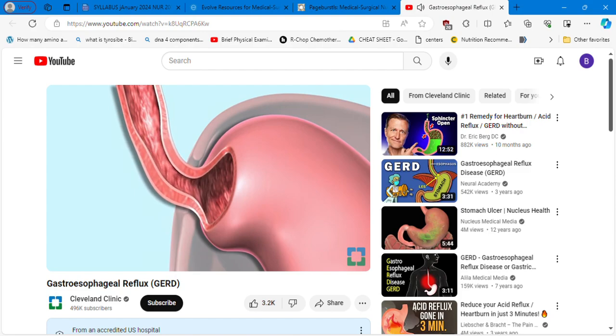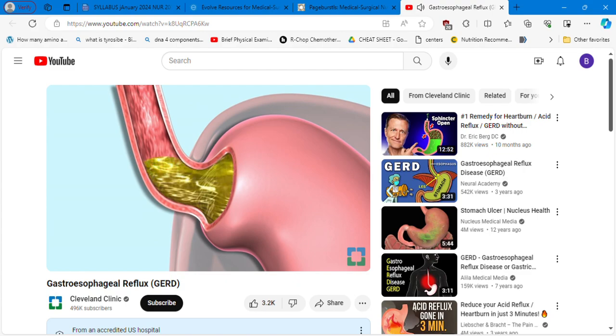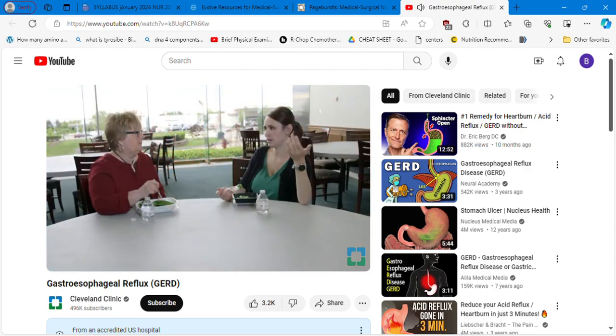When the sphincter fails to close, the acid-containing contents of the stomach can travel back up into the esophagus. This backward movement is called reflux. When stomach acid enters the lower part of the esophagus, it can produce a burning sensation commonly referred to as heartburn. Several factors might explain why this reflux action occurs.